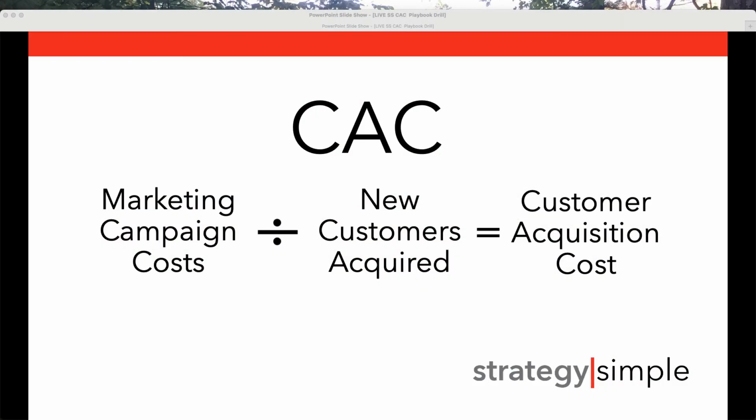And again, to make it simple, I'm trying to show you guys my thing and I can't find my mouse. So marketing campaign cost divided by the new customers acquired equals your customer acquisition cost. This is a real simple metric. You should be able to track this through any of the things that you're doing.